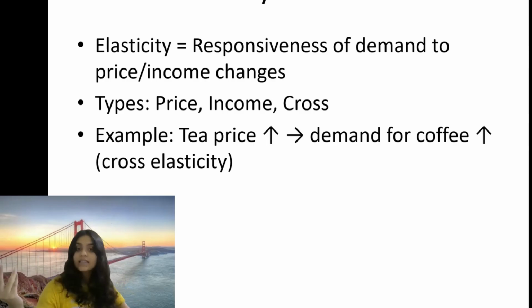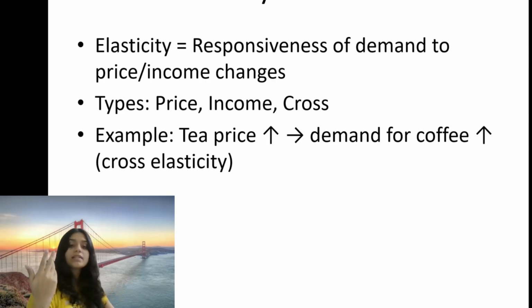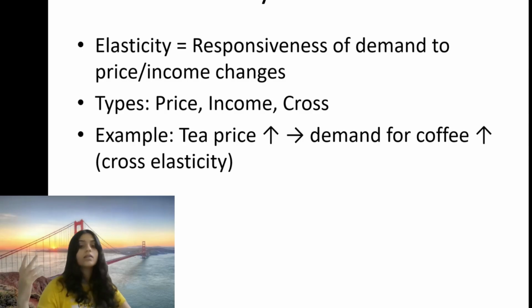And when is it inelastic? For example, if the price of salt doubles, but the demand still remains the same. This is what is called inelastic demand. No matter what changes in price occur, the demand for the product will not change. And that is what inelastic demand is.